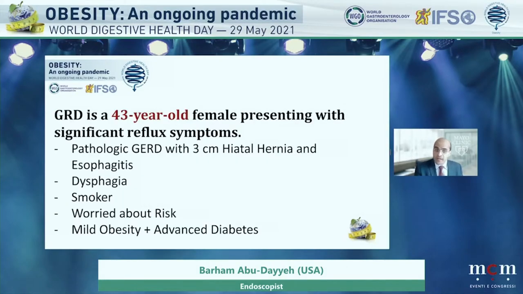It's very important to highlight the salient features of this case. We have a young patient with a predominant presentation of pathological reflux in the setting of a 3-centimeter hiatal hernia and esophagitis. She has dysphagia, she's a smoker, and she's worried about the risk of any intervention. Her obesity is mild and she has advanced diabetes.